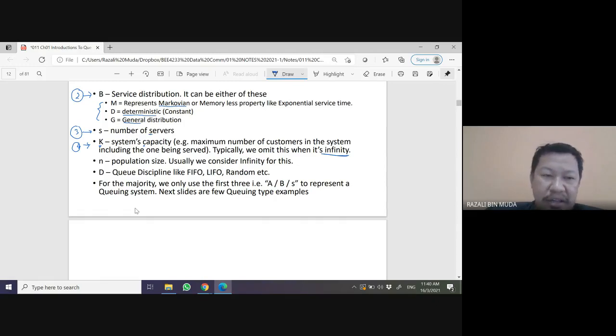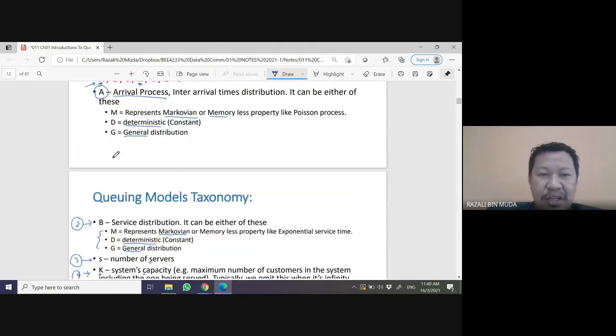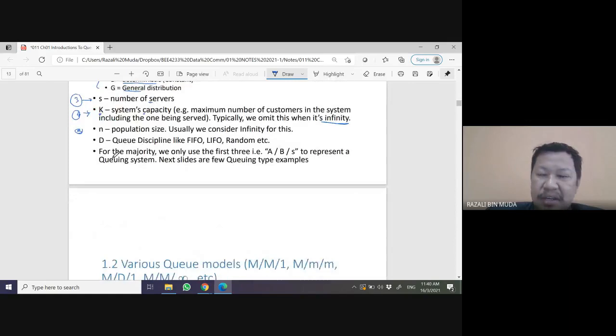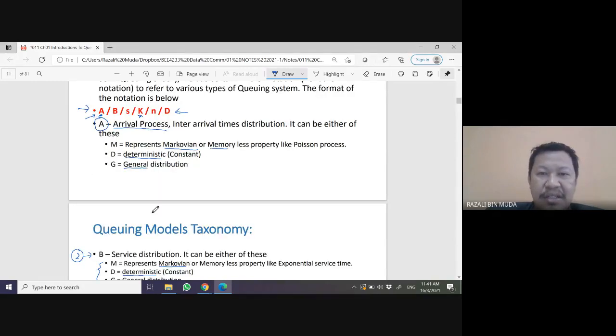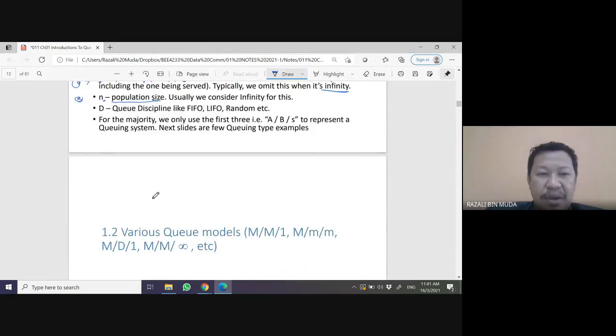The next notation, number 5, is N. N normally represents the population size. So usually we consider infinity for this. If the population is too many, we can say this is infinity. The last is D. So we have 1, 2, 3, 4, 5, 6 notations in the format. D is the last notation, number 6.